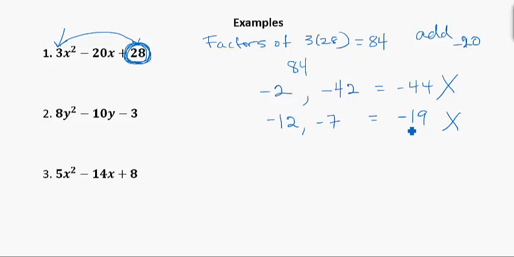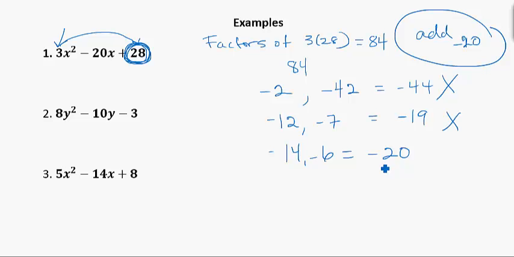So the other option is, let's see, 84. How about negative 14 and negative 6? I believe negative 14 and negative 6 gives you a positive 84 when you multiply them, and when they add, they do indeed give you a negative 20. Okay, so these are the two numbers we're going to work with, negative 14 and negative 6. So the next step is to take those numbers and rewrite this problem using those two numbers.